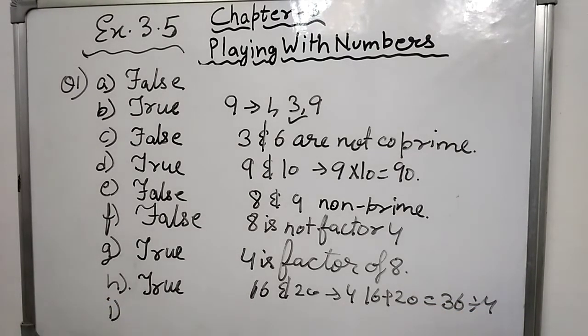Last statement is, if a number exactly divides the sum of two numbers, it must exactly divide the two numbers separately. This is false. Because if sum of 7 plus 9, that is 16, is divisible with 4, it is not necessary that 7 and 9 are also divisible with 4. So that is why this statement is false.